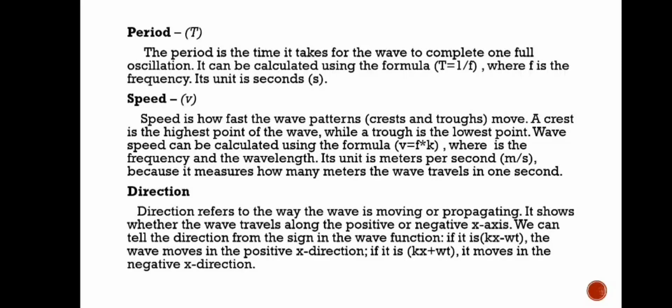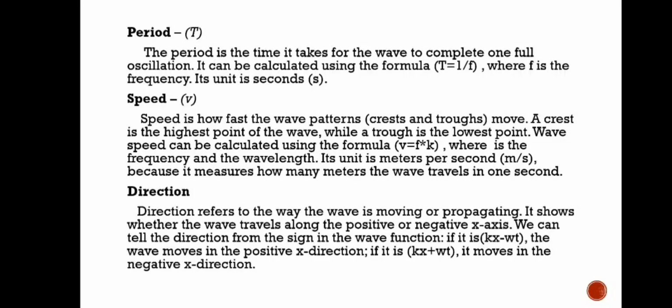Next is the wave speed. Wave speed tells us how fast the wave travels from one place to another. It also shows how quickly the crest and the trough move. The crest is the highest part of the wave, while the trough is the lowest part of the wave.